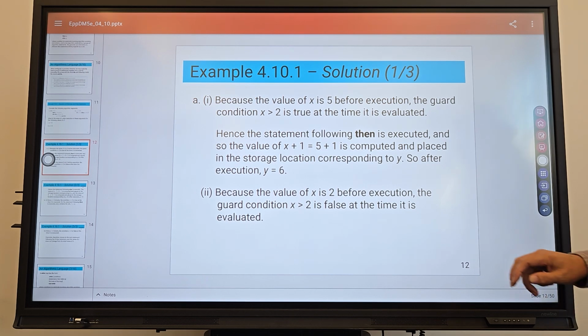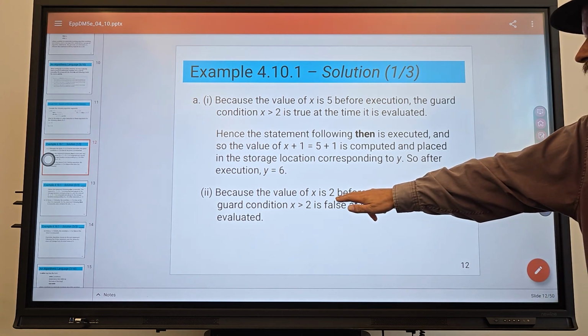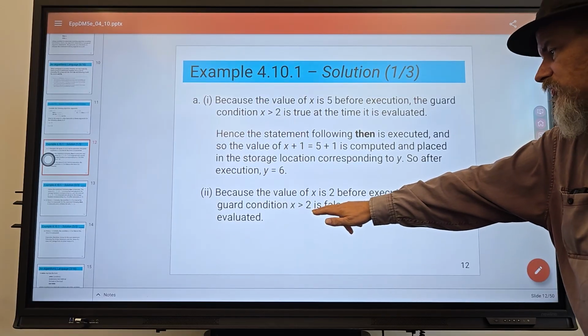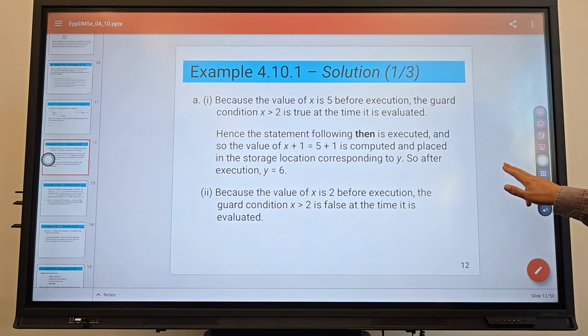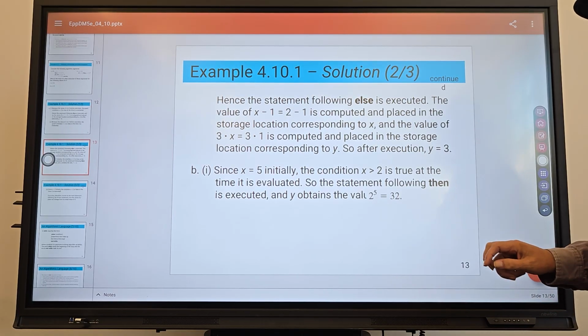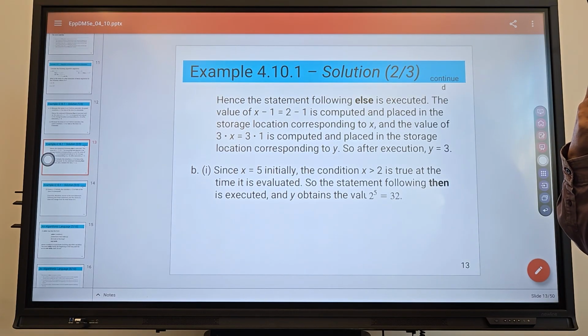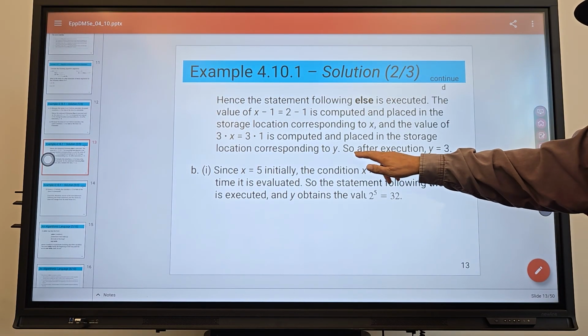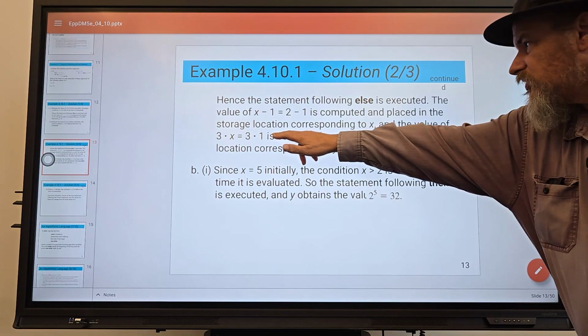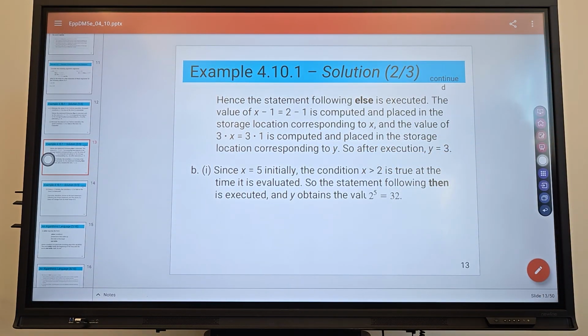Because x is 2 before execution, the guard condition x greater than 2 is false. So the statement following the else is executed. The value of x is reduced to 1, and so y would then be equal to 3, because it would be 3 times x, 3 times 1.